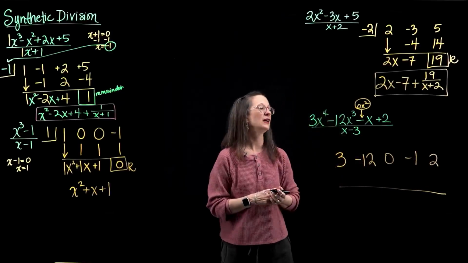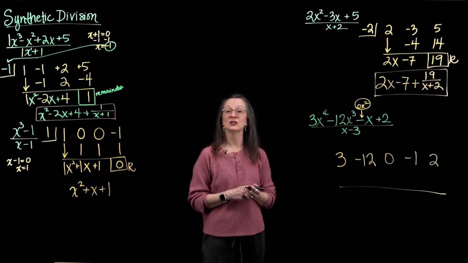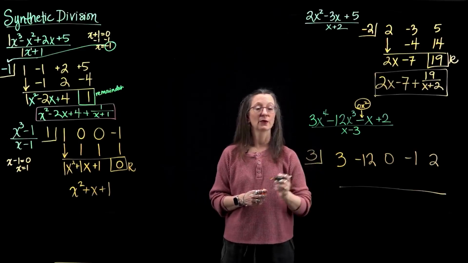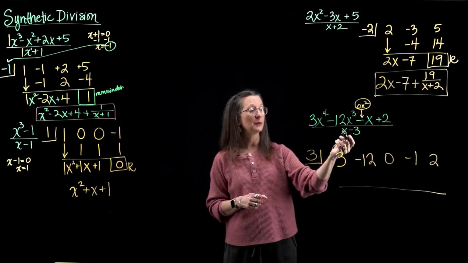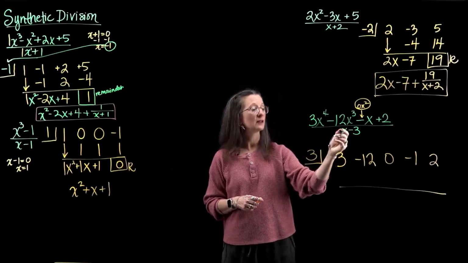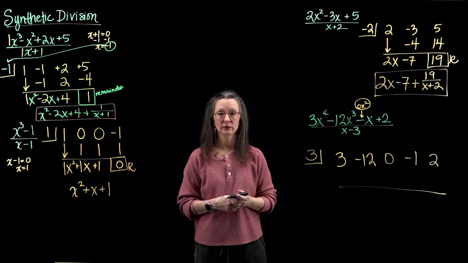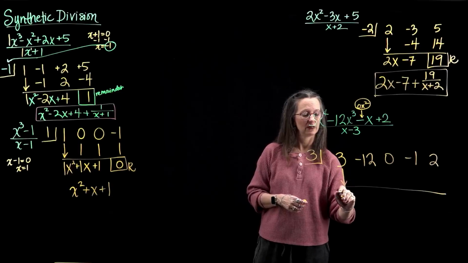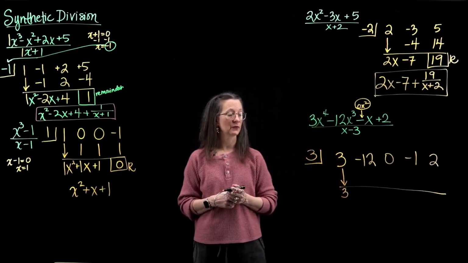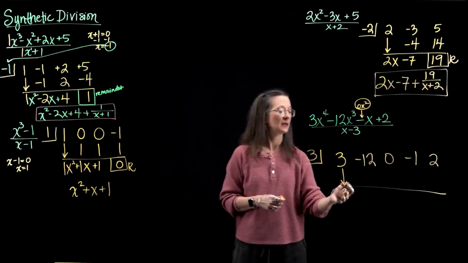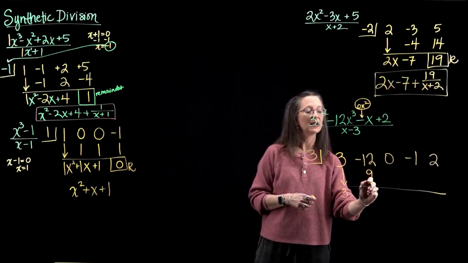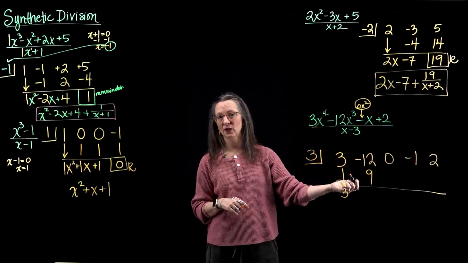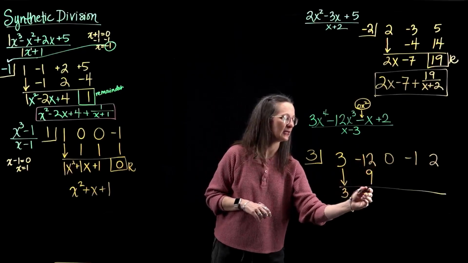I'll write those across, skip some space, and then draw a horizontal line. In the box, I will have the number 3. Remember, that's the number that we would plug in for x to make the denominator 0. All right, the first 3 goes down below the horizontal line. 3 times 3 gives me +9. I'll write 9 below the -12 and then add down the column. -12 plus 9 is -3.